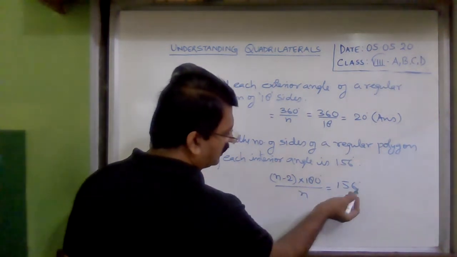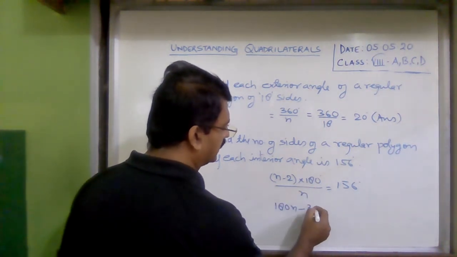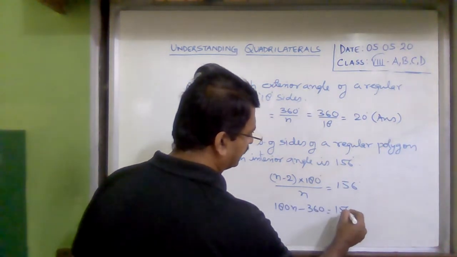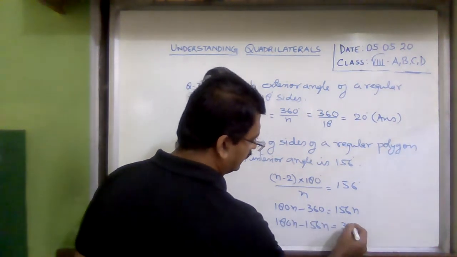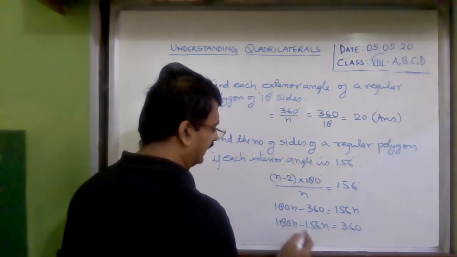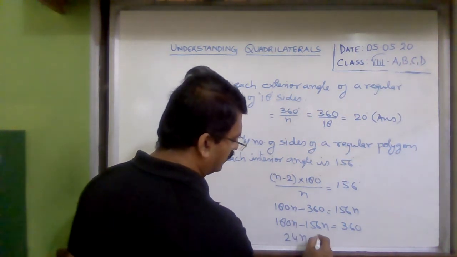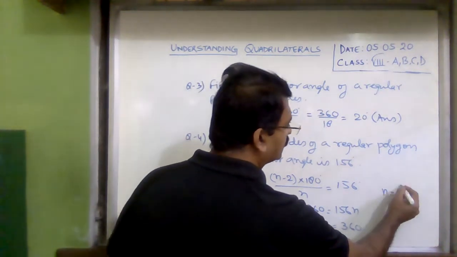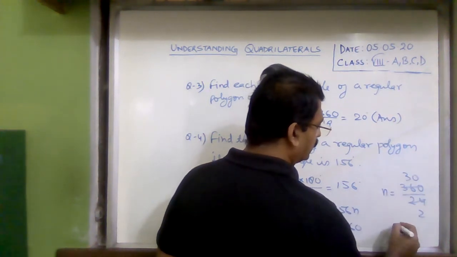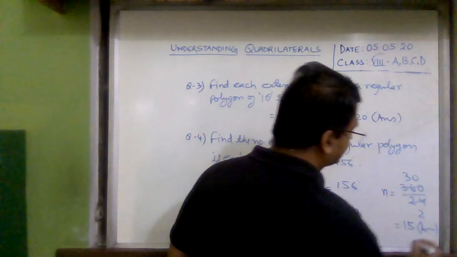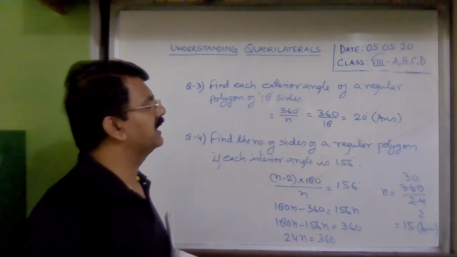Open this bracket and cross multiply n to that side, so it is 180n minus 180 into 2, which is 360, equal to 156n. So 180n minus 156n, if you bring it to this side, is equal to 360. Shift 360 to that side. 180 minus 156 will be 24. So 24n is equal to 360. So n will be equal to 360 upon 24. Cancel it by 12: 30 upon 2 is 15. So there will be 15 sides in that polygon. So these are a few examples based on polygons.